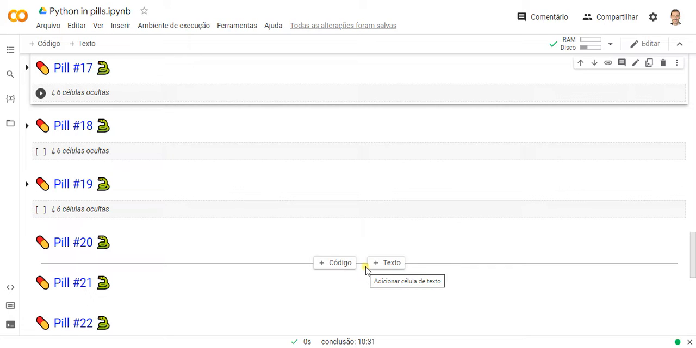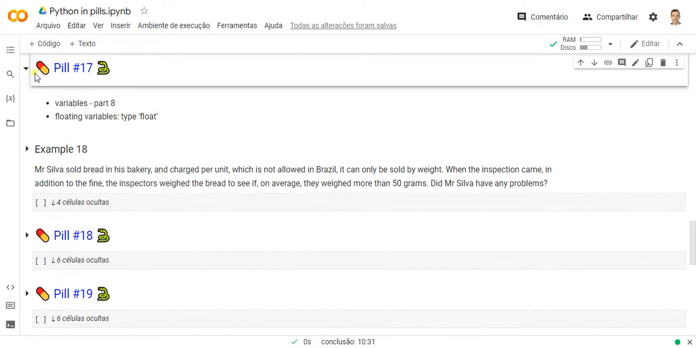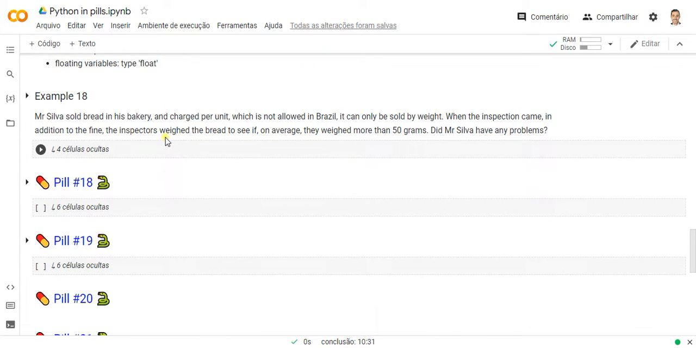In the previous video, I talked a little more about the extensive and important topic of variables, focusing on the integer type. Now, it's time to get to know float variables.